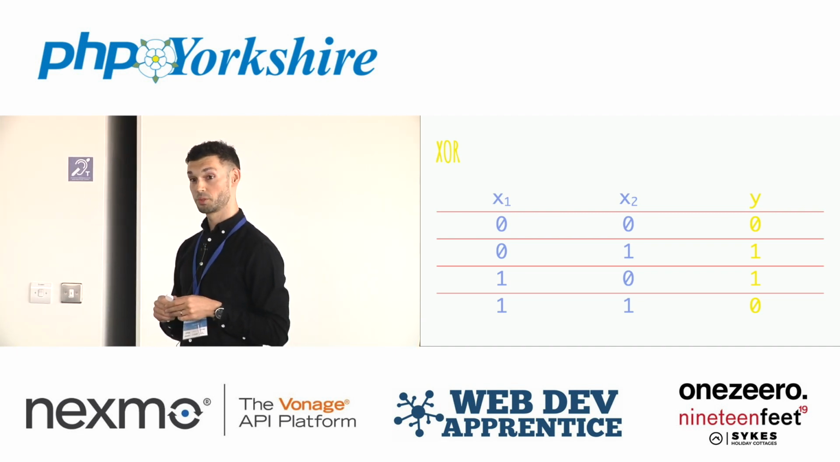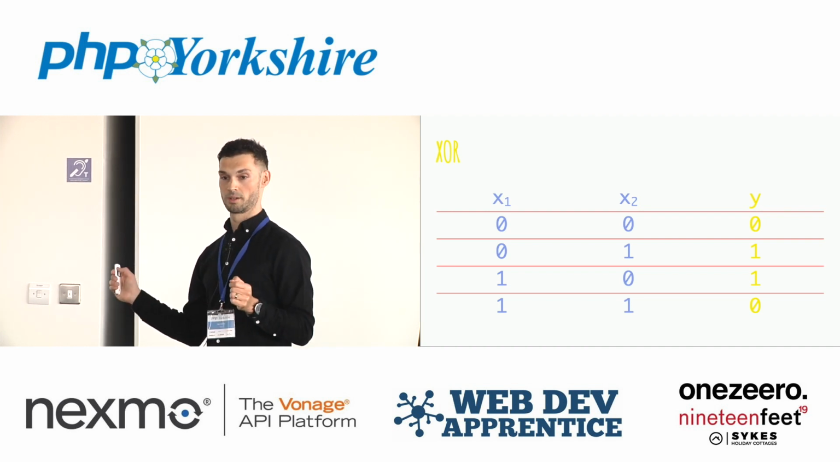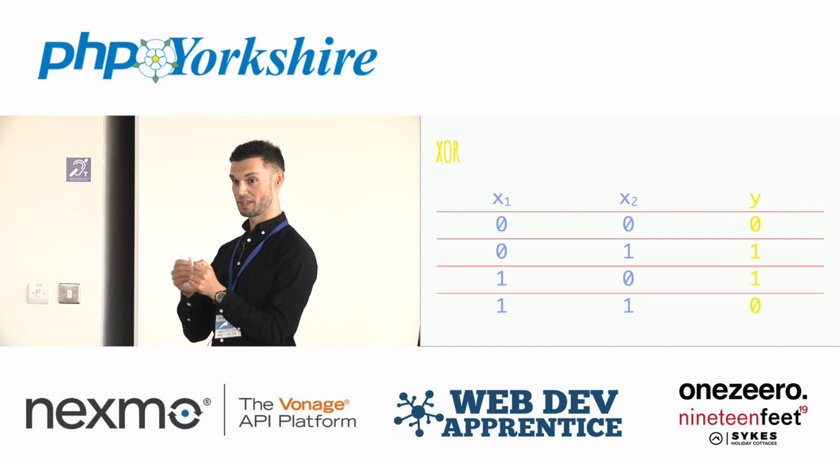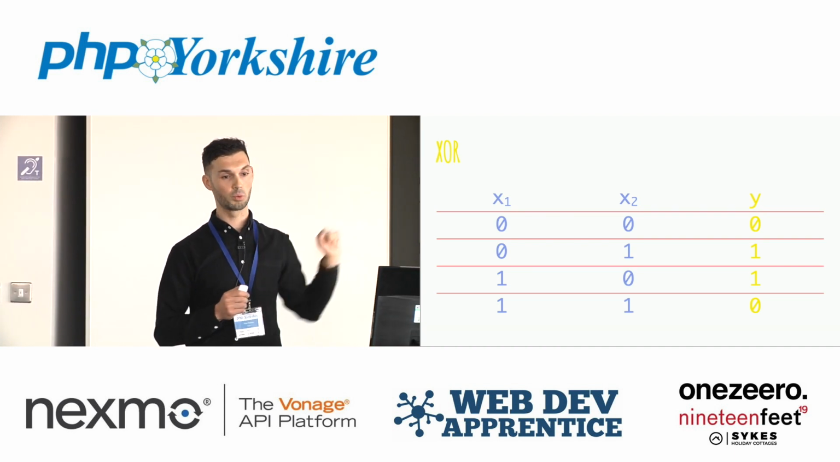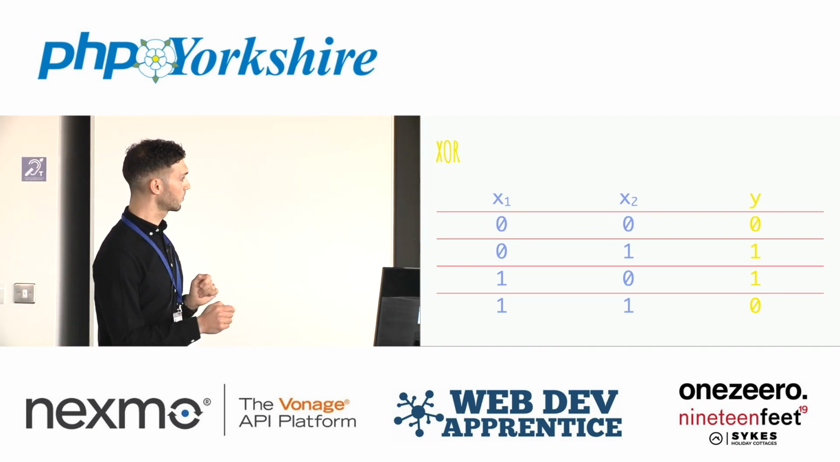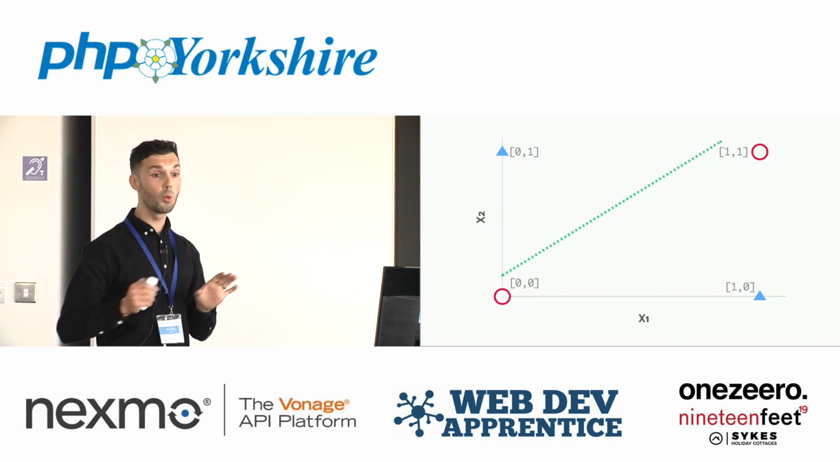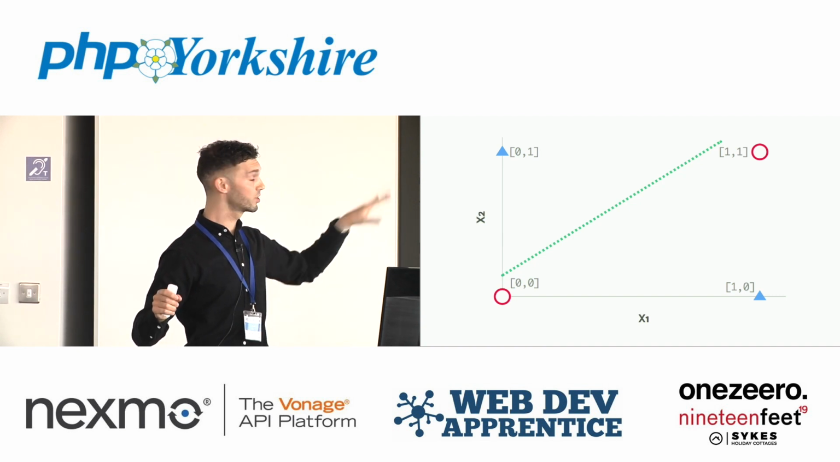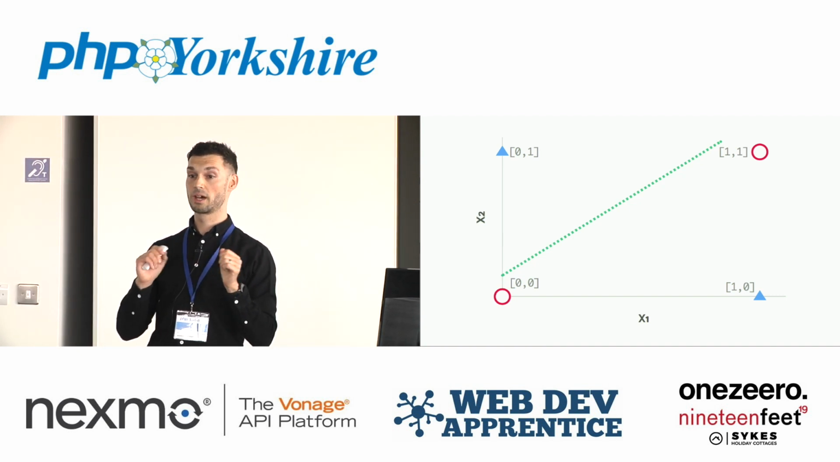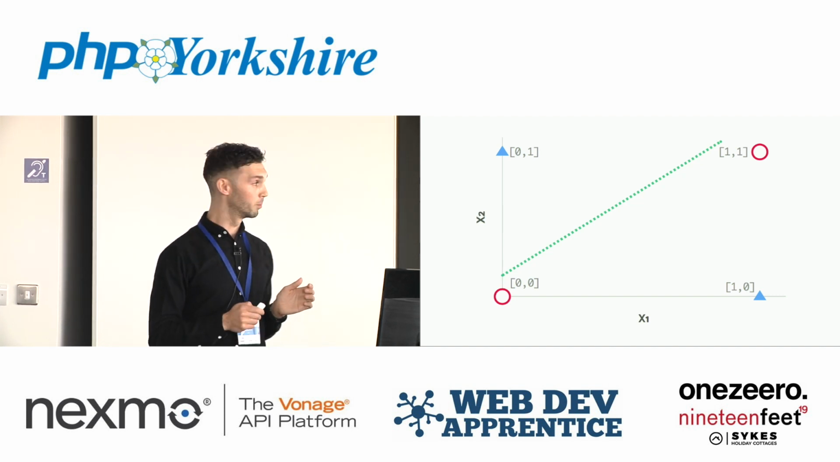Equal inputs will output a 0. Different inputs, 0, 1, 1, 0, will output a 1. So this is what we want our network to learn: to learn our X and figure out the Y. So if I put this on a chart, you can see that there is no way that I can draw a straight line to separate my 0s from my 1s. That means one single neuron is not enough. This is actually a non-linear problem.